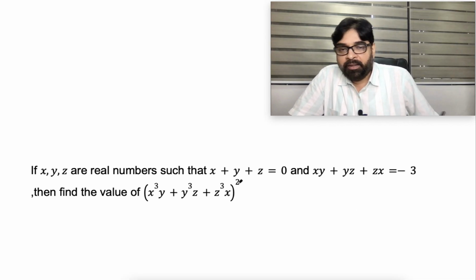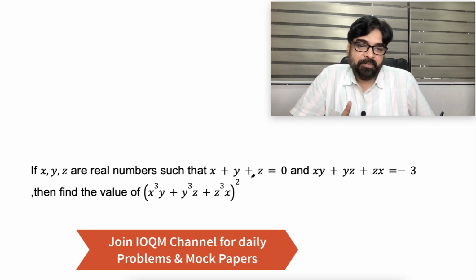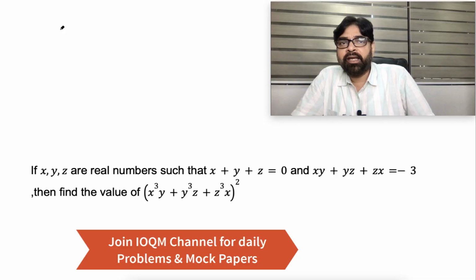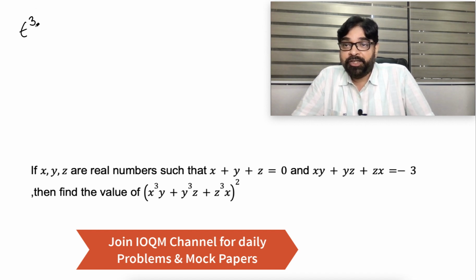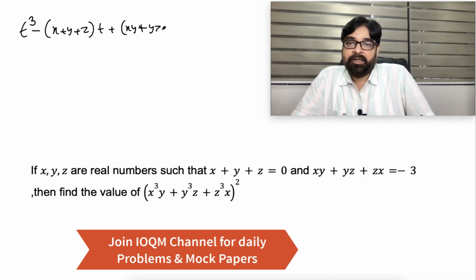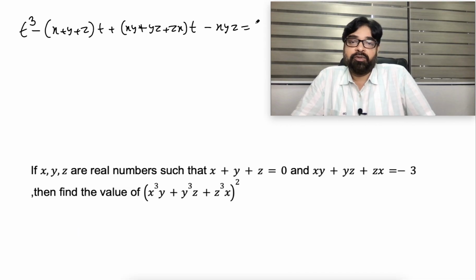Okay. First thing is that I can see one thing: x plus y plus z is given, xy, yz, zx is given. So why not we can say x, y, z are roots of t cube minus (x plus y plus z) into t squared plus (xy plus yz plus zx) into t minus xyz equal to 0. Yes.